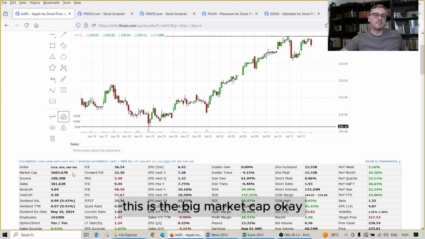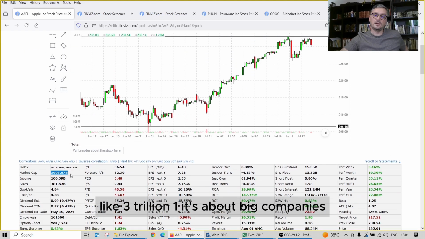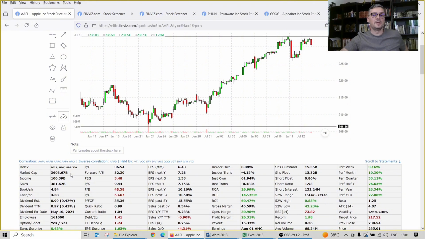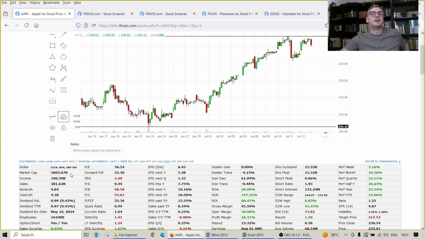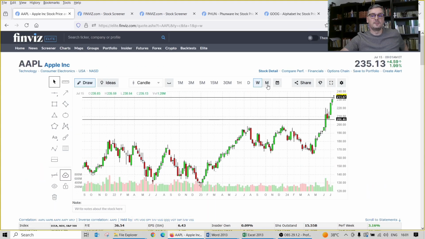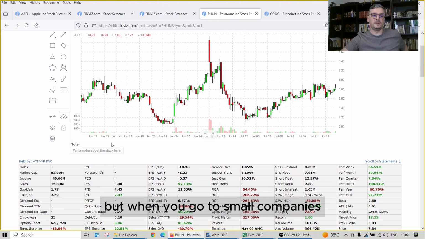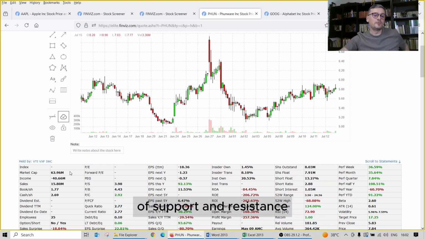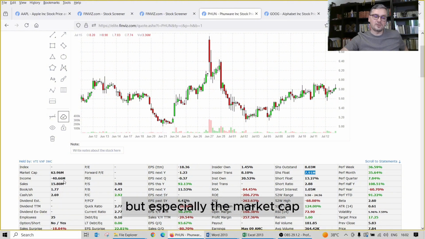For example, this is a big market cap, we are talking about Apple, that is something like 3 trillion. When it's about big companies, the support and resistance history is considered the entire history, all the prior years. For example, you can consider from 2012. But when you go to small companies, for the time range of support and resistance, you have to consider the market cap and the float, but especially the market cap.